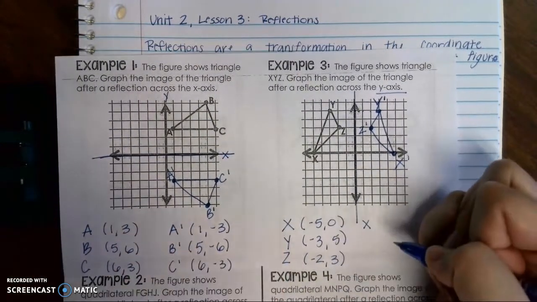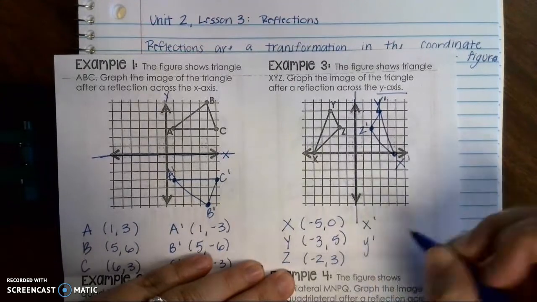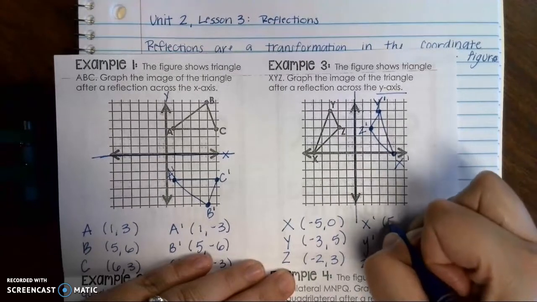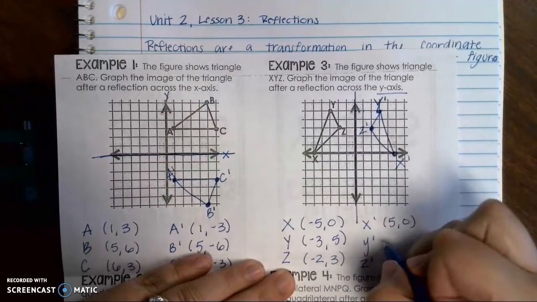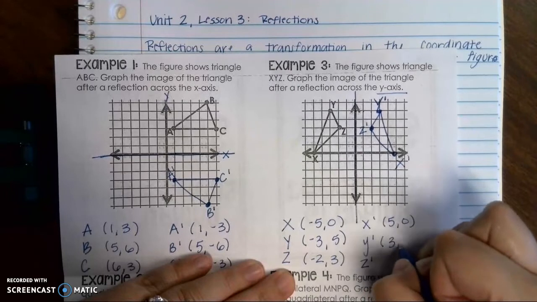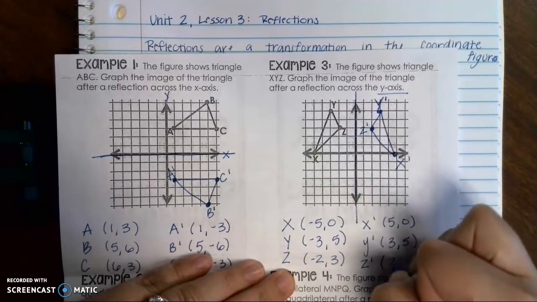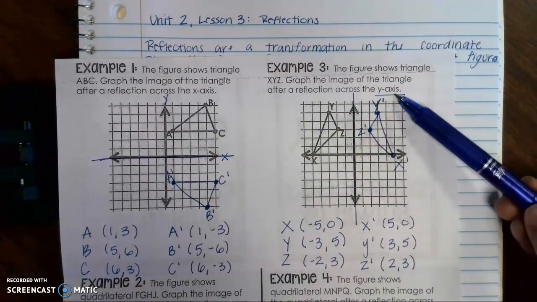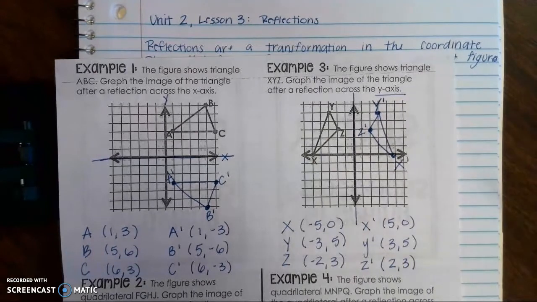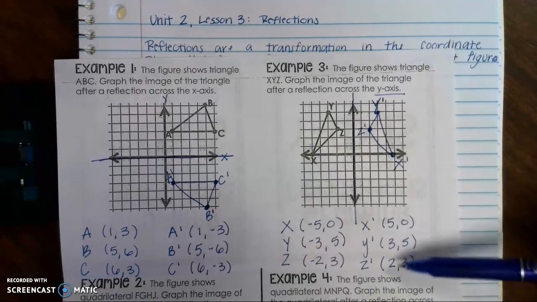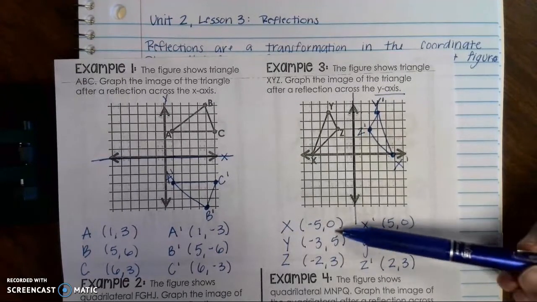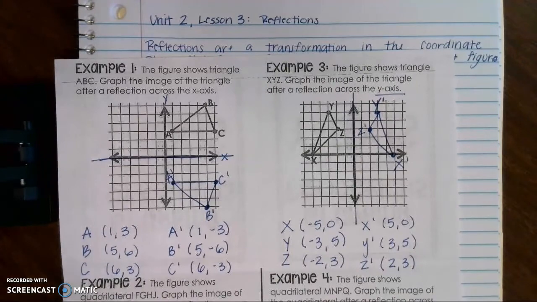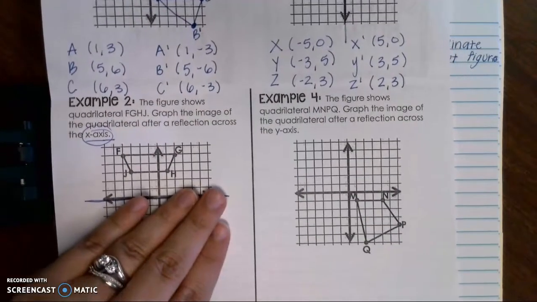I'm going to go ahead and write my new ordered pairs. X prime, Y prime, Z prime. X is now at +5, 0. Y is now at +3, 5. And Z is now at +2, 3. So when I went across the y-axis, in my first one, all of my x-coordinates changed to the opposite, and my y-coordinates all stayed the same. Let's see if that happens in the last example that we have today.